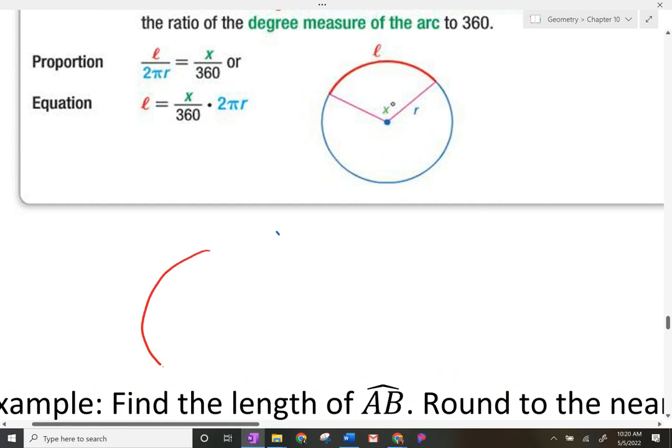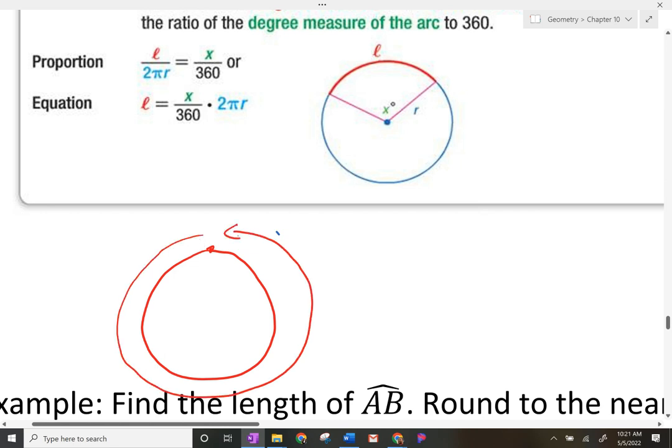All right, so if I have a circle, let's say here, and I go all the way around it, what was the fancy term for the distance around the outside of a circle? The circumference. Okay?